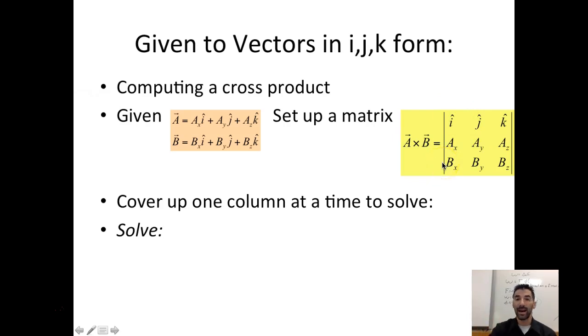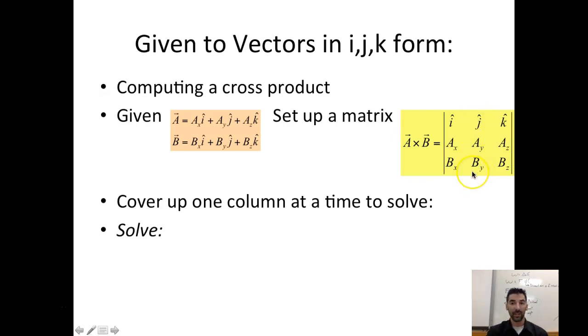So one more time. I cover up this I hat like it doesn't exist. Just cover it with your hand like a piece of paper. Now I'm left with just my J and my K components. I multiply AY times BZ, multiply those two, and then subtract AZ times BY. That's my I hat direction.